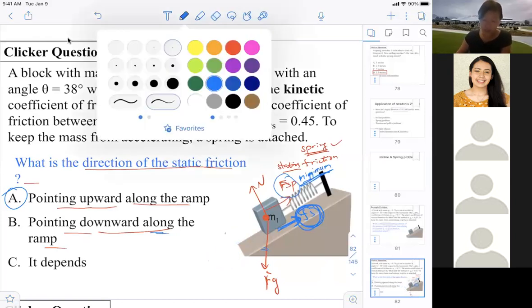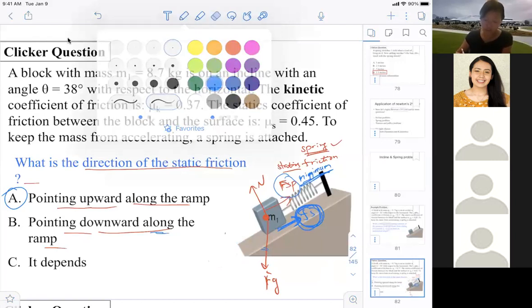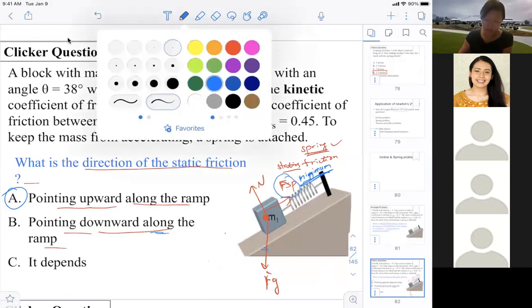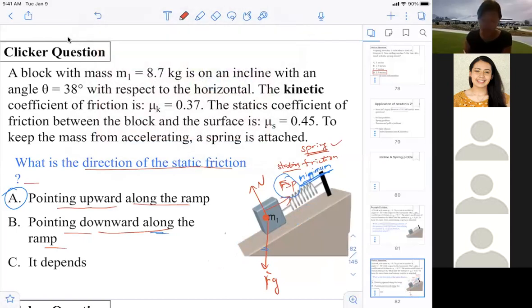So static friction we have already talked about. Static friction has to be pointing up the ramp. It has a tendency to slide down because of the weight's x component, Wx. So yes, static friction in this case is pointing opposite to the tendency of sliding down, which is up the ramp. So it is opposite to Wx.